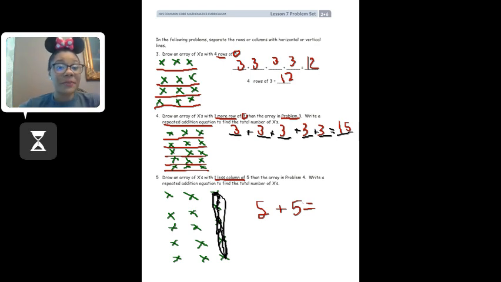So that wraps up our problem for today. We won't be doing an exit ticket and we won't be doing homework. You should have done pages 13 and 14 for today.